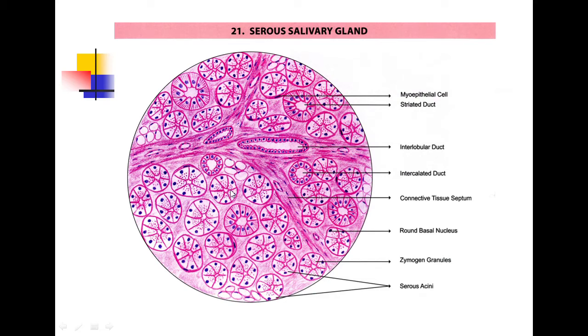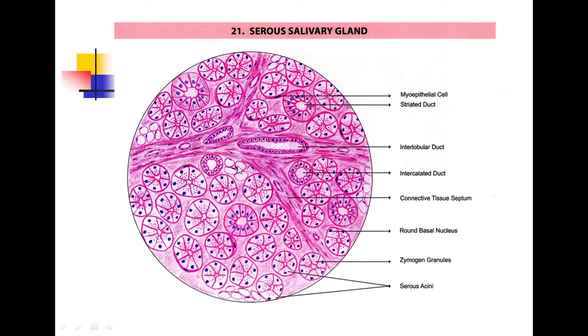Then in addition to the acini, there are the ducts. So within the lobule, this duct is the striated duct. You can see the striations. So this duct is a striated duct. Here the smaller duct is the intercalated duct. So within the lobule, there are striated ducts and intercalated ducts.